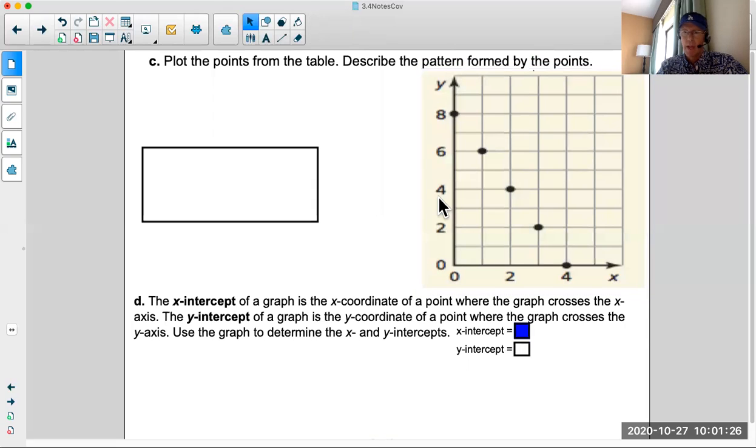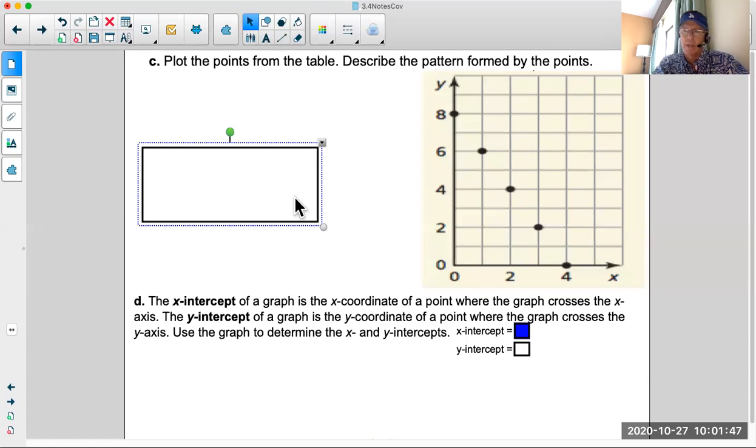Okay. And hopefully it's something that looked like that. Notice I'm not using the second, third, or fourth quadrants because this is a real life situation, right? We're not going to have negative tickets sold, right? Or cost or anything like that. Okay.